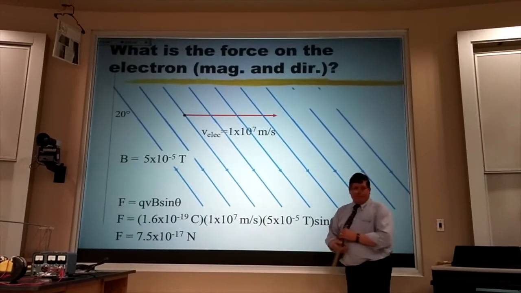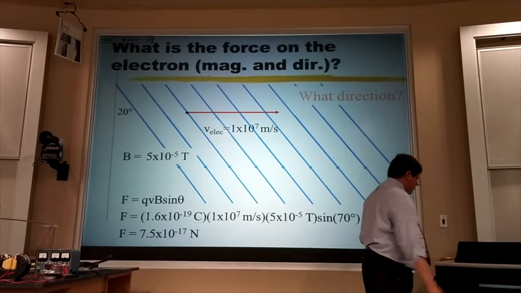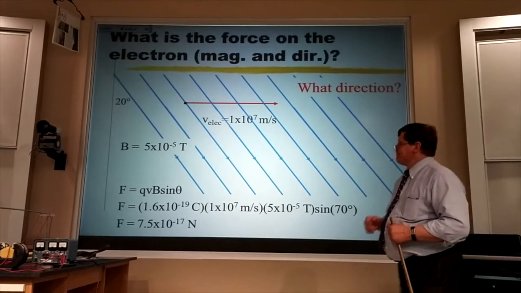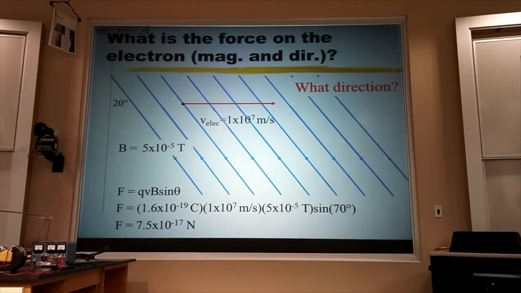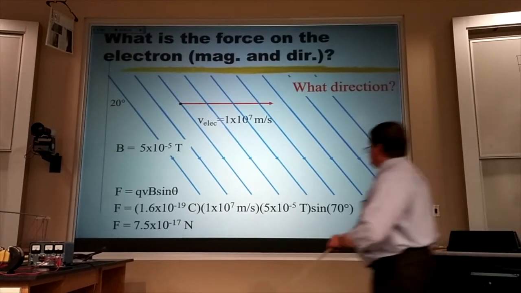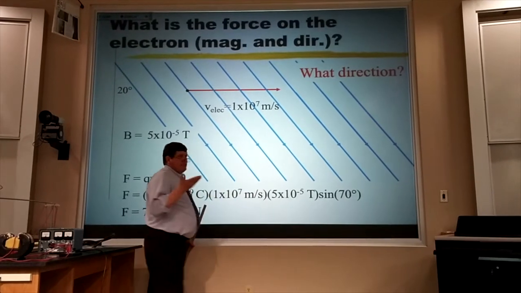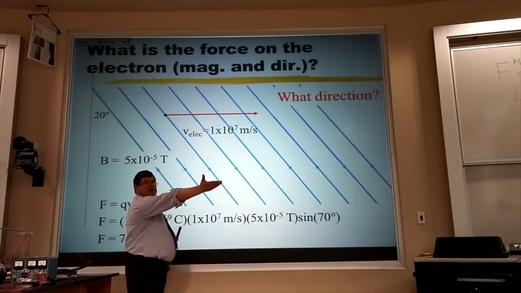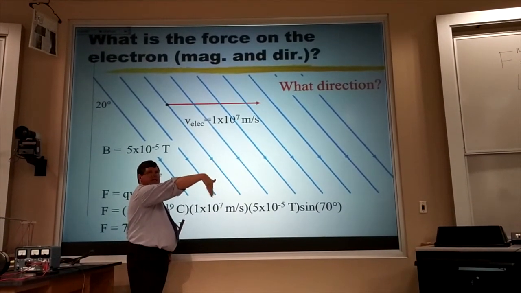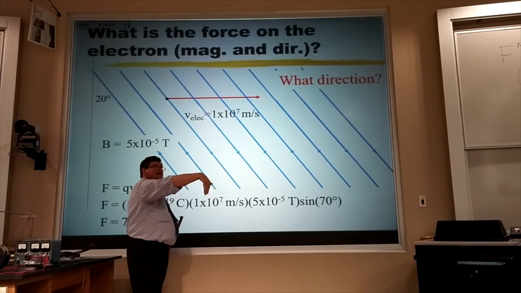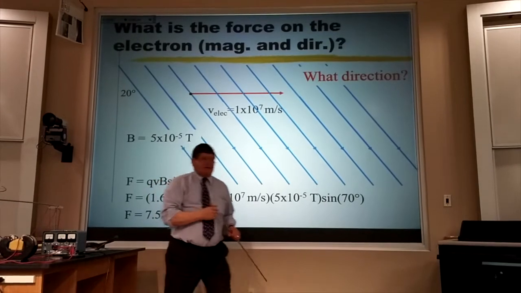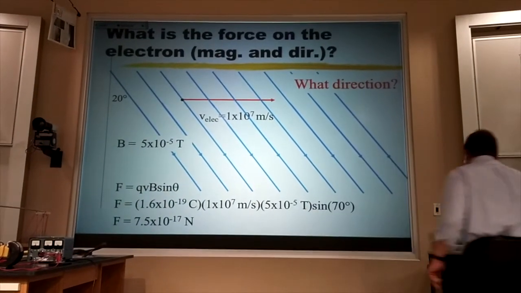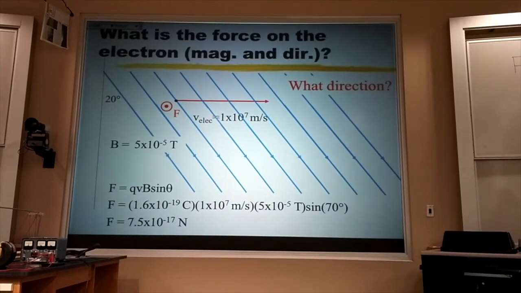And what direction would that force be pointing? What's that? Into the board? Into the board? Reach in the direction of the motion. Turn your wrist so that you can wave in the direction of the B field. That gives you into the board for a proton, out of the board for an electron. So the answer would be out of the board.